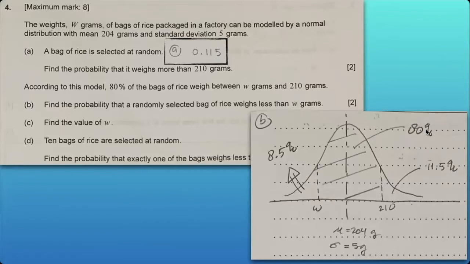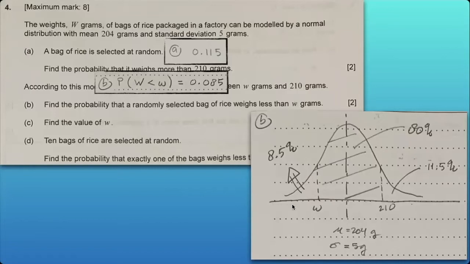100% minus 80% minus 11.5. So there you go. That's the answer for B. Probability when the uppercase W is less than the lowercase w is equal to 0.085.